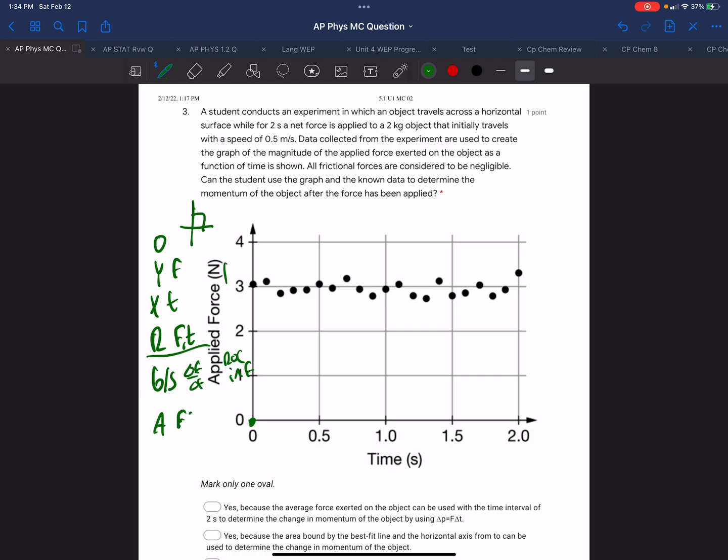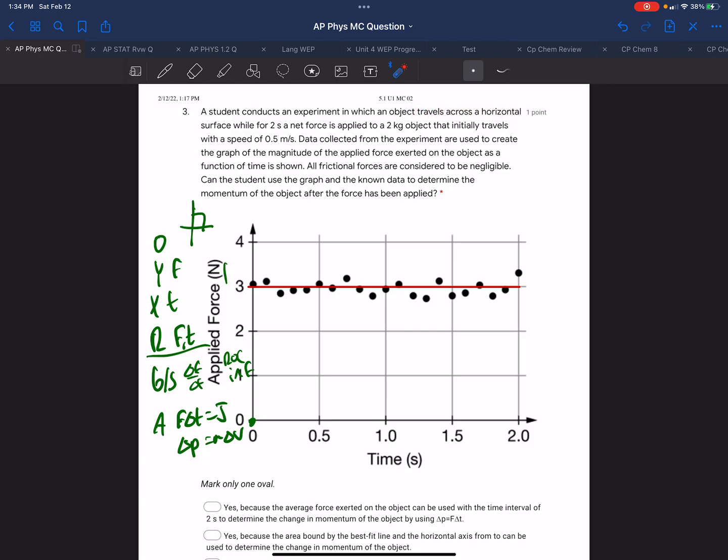The slope is delta F over delta T, which is the rate of change in force. And the area is F delta T, which is, by definition, the impulse. And that happens to be equal to delta P, which is equal to M delta V. Now, we do notice that the force appears to be constant, about a constant 3 newtons. So now we understand this graph, we can read the question.